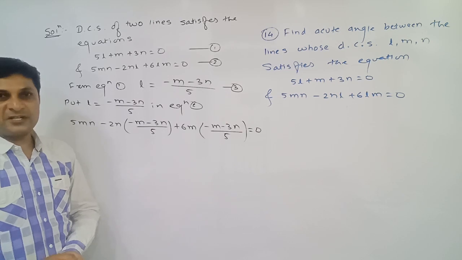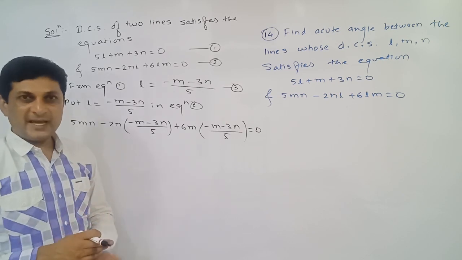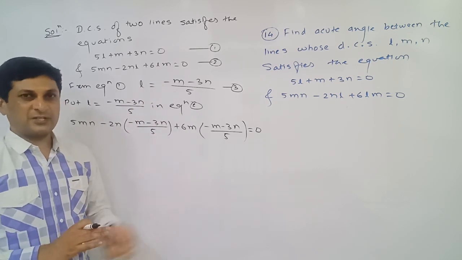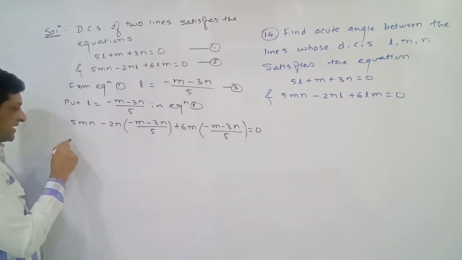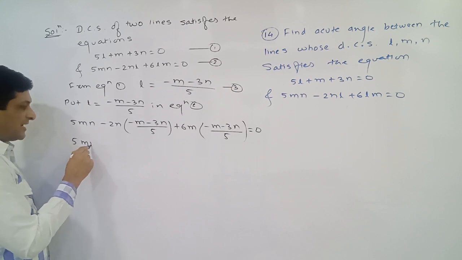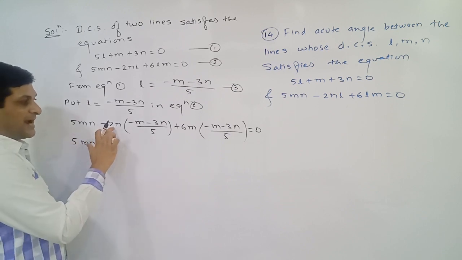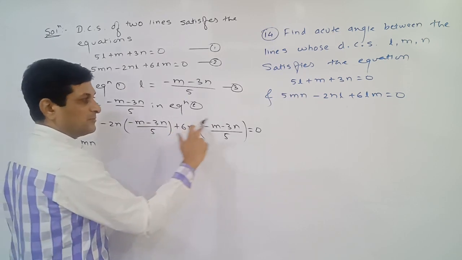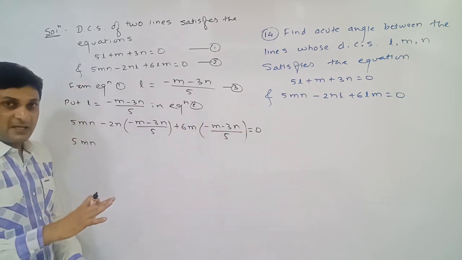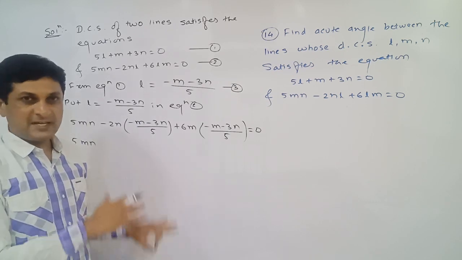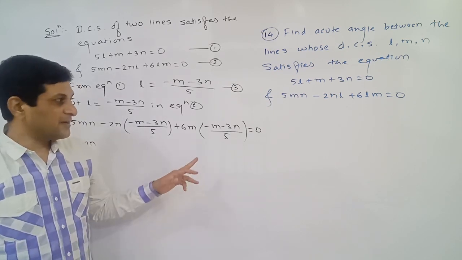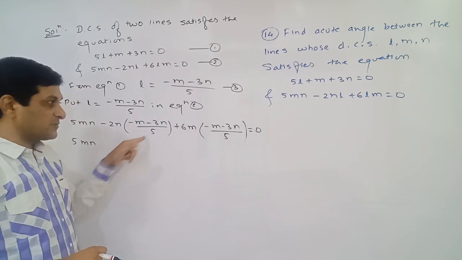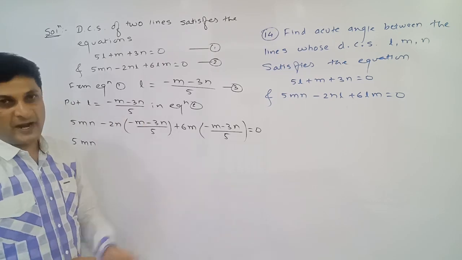Now this is the equation in terms of what? M and n. L is eliminated because we have substituted the value of L here. Now solve this equation. So 5mn, keep it as it is. I am multiplying by minus 2n to both the terms in this bracket, and here by 6m to both the terms in this bracket. Since the example is very lengthy, to avoid steps, I am multiplying by 5 to both the sides to eliminate this 5 from the denominator.